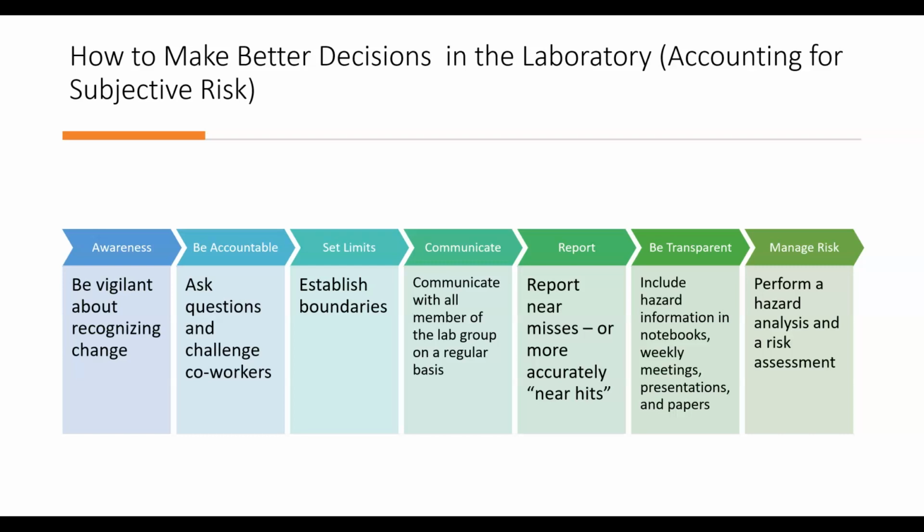I'm going to report near misses to the people that can actually document them and at least put them in your lab notebook so that if the next person is doing the same thing, they know that there's a problem that can happen. You're going to be transparent. So you're going to talk about these with your supervisor and other workers in the lab. Don't try to hide near misses and incidents. It's important that you understand why they happened so you can correct it for the next time. And you're going to manage risk, which means you're going to perform a hazard analysis and risk assessment. And so that's what we'll talk about in the next section.